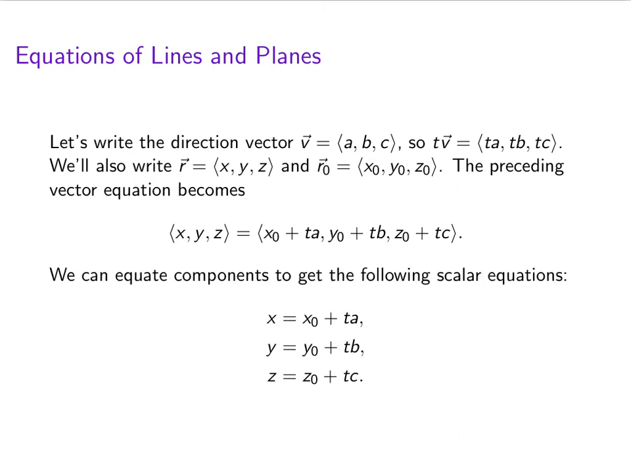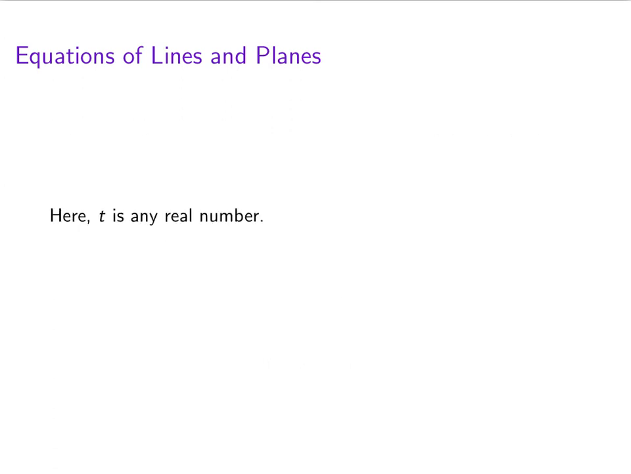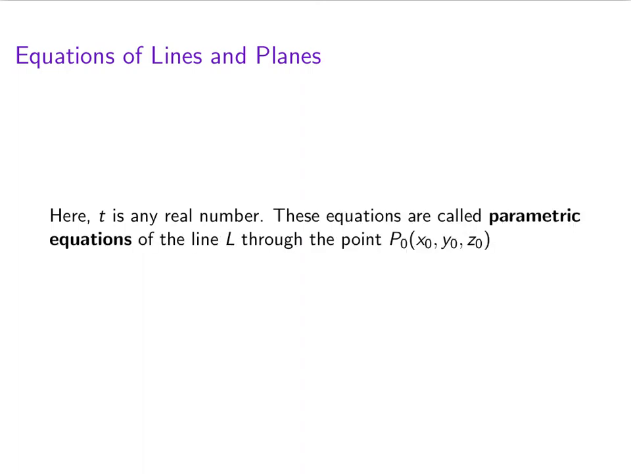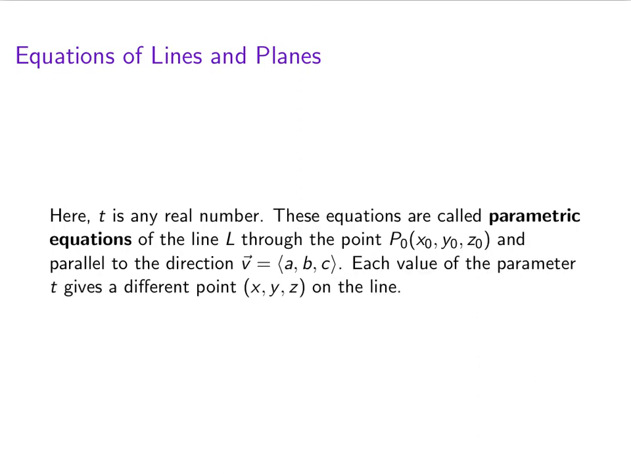And if we just equate the components, we get these scalar equations. Now remember that t is any real number. So those equations that we just wrote down, those are called the parametric equations of the line L through the point P0 and parallel to the direction V, which is the vector ⟨a, b, c⟩. And every time you pick a different parameter value t, you get a different point on the line. So we're going to want to be able to use both a vector equation and parametric equations to describe a line. Okay, that's all for now.